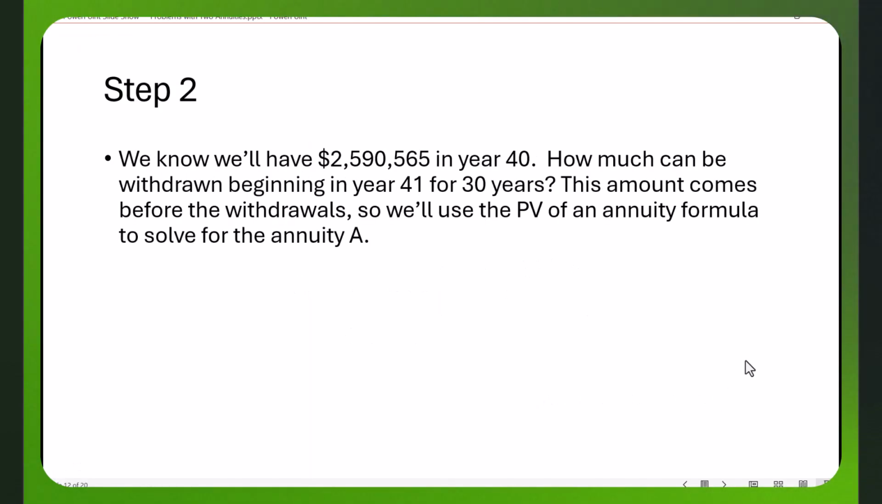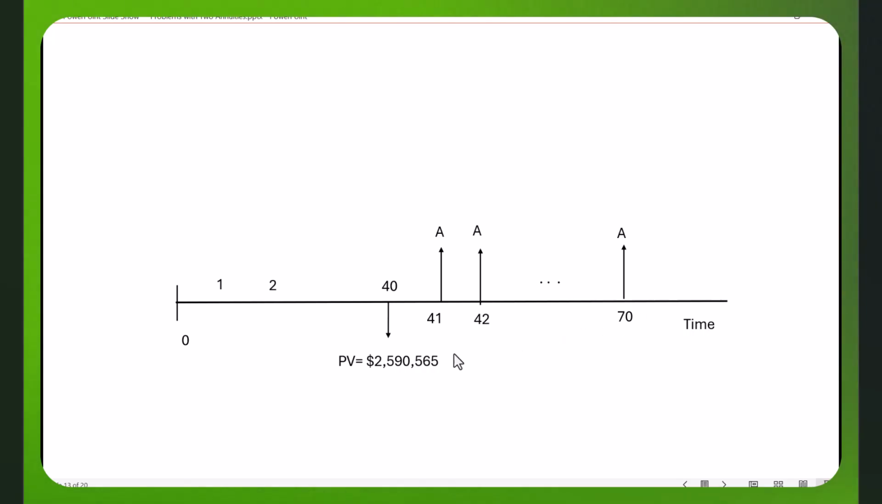Now we know you'll have $2,590,565 in your account in year 40. How much can you withdraw beginning in year 41 for the 30 years you're retired? This amount comes before the withdrawals, so we use the present value of annuity formula and solve for the annuity A. Okay, so we know how much money you have here. We want to solve for A.